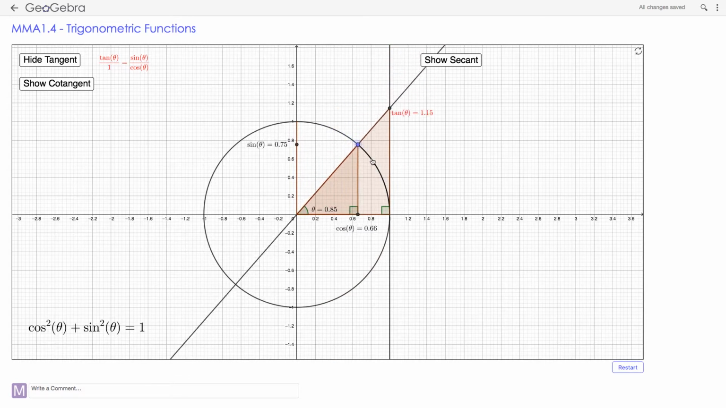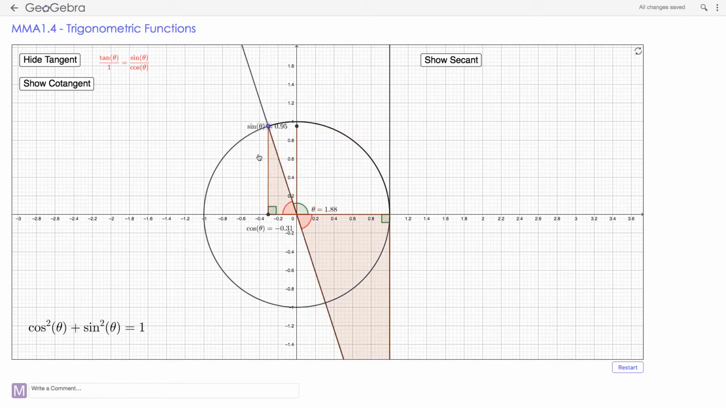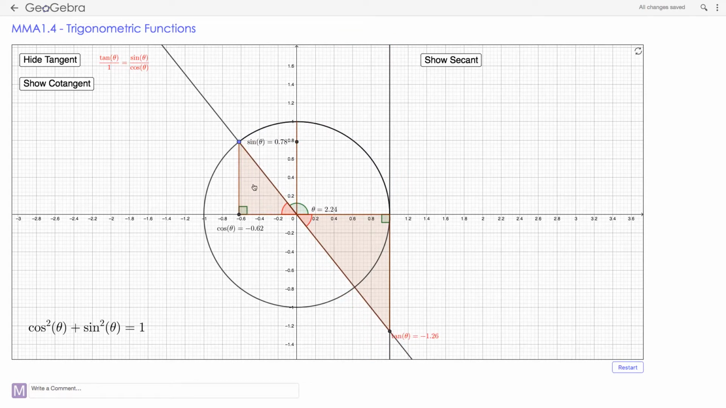So this tangent can also be calculated using this formula here. Tangent of theta divided by 1, which is just tangent of theta, equals sine theta over cosine theta. So why is that? Well, note that we have a triangle here. I'll just put the angle over here because then it's easier to see. Then they are not on top of each other. We have a triangle here. We have another triangle here.